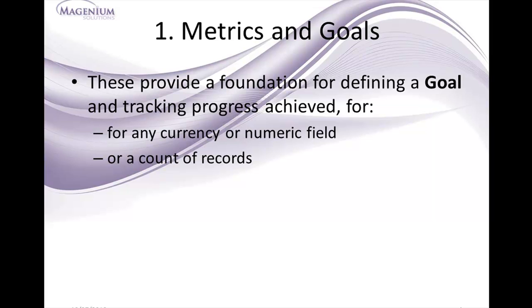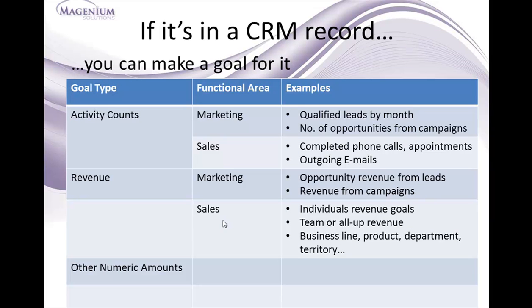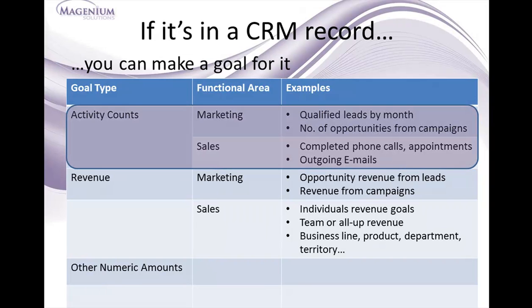What metrics and goals do collectively is provide a foundation for you to define goals and track progress against them, for a couple of scenarios. For any currency or numeric field in a Dynamics CRM record type, or entity, or a count of records satisfying certain criteria. I know that probably sounds pretty bland, but what it really means is if you can figure out a way to put something into a CRM record, you can make a goal for it and track progress against it. Take something like the first section here, this type of activity counts, and you'll see what I mean. I'm going to mainly go through the examples today in a marketing and sales context, but these things are general. They work for any functional area in Dynamics CRM, such as service scheduling, or any kind of XRM area, any custom entities. Goals can be used for all of those things.